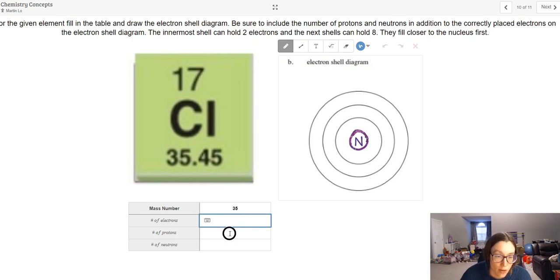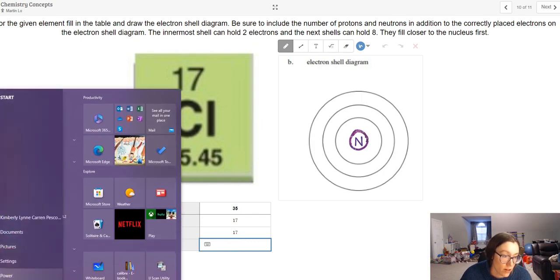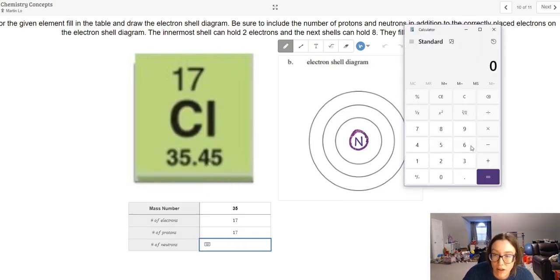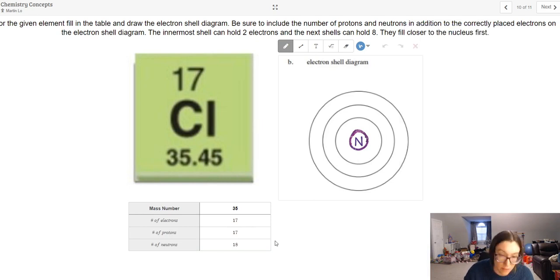All right, so the number of protons, again, is going to be 17 because that's the atomic number. And we're going to say the number of electrons is the same because we're assuming it's a neutral atom. Down here, 35 is the mass number, so 35 minus 17. You can do that in your head or pull up a handy-dandy calculator. 35 minus 17 equals 18, so we have 18 neutrons.